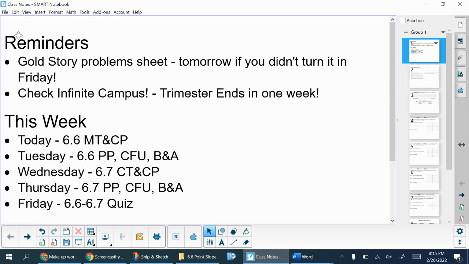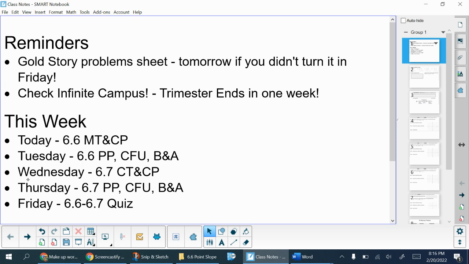If you didn't get me the gold sheet on Friday, make sure you have that ready for me tomorrow when I'm back. I still need to collect that from a few people. And then the second thing would be to check Infinite Campus. If there's anything in there that's missing, especially when you look at things like the quizzes and tests, they'll say things like 1 point or 5.1 through 5.4 quiz or 6.1 through 6.4 test. If those things are missing or if they're marked as not proficient, those are things you really, really need to get made up to make sure that your grade is where you want it by the end of the trimester.